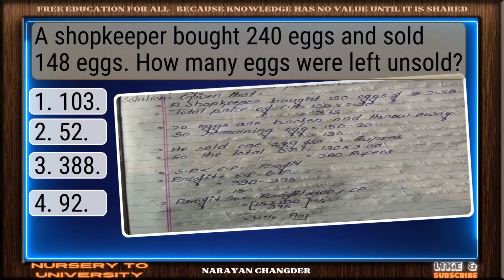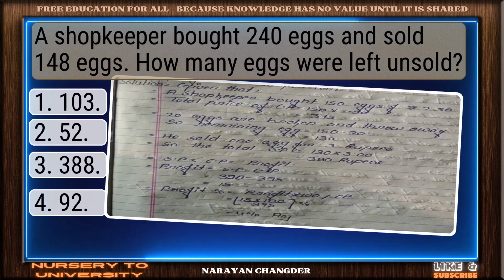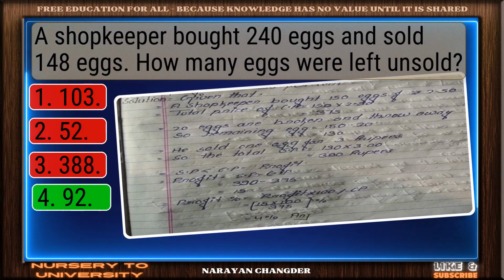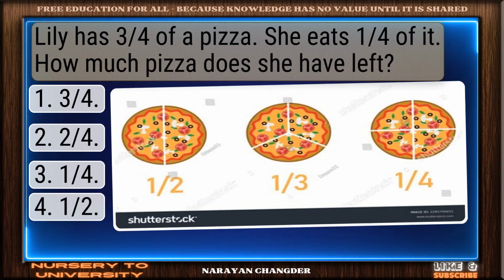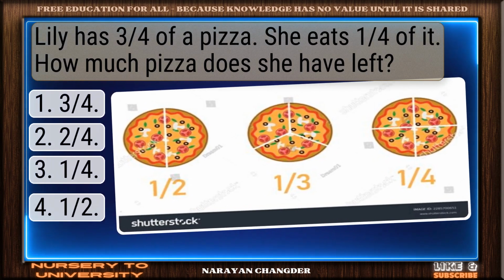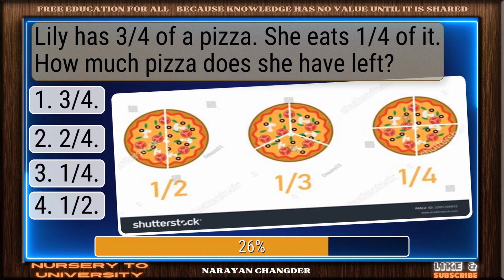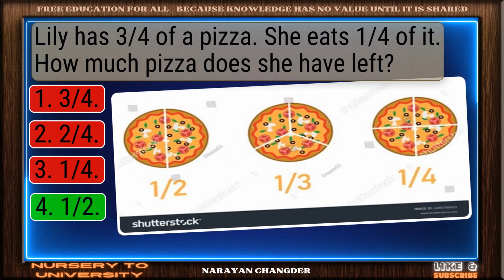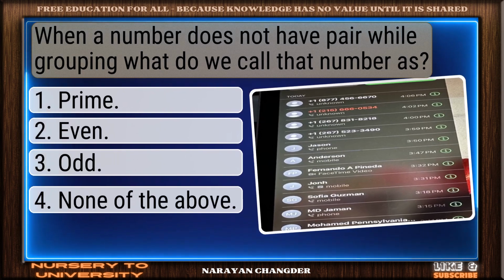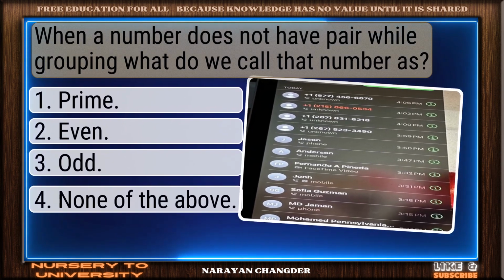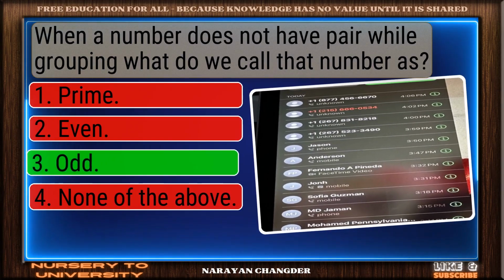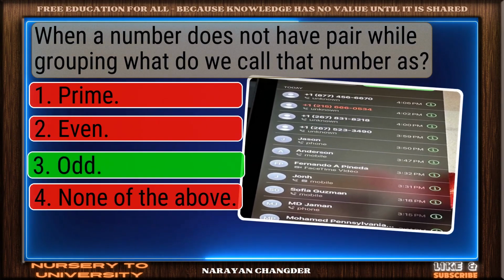A shopkeeper bought 240 eggs and sold 148 eggs. How many eggs were left unsold? Perfect. 92 is the correct choice. Lily has 3 piles of 1/4 of a pizza. She eats 1 pile of 1/4 of it. How much pizza does she have left? On track. 1/2 is the correct answer. When a number does not have a pair while grouping, what do we call that number? Great thinking. Odd is the right choice.